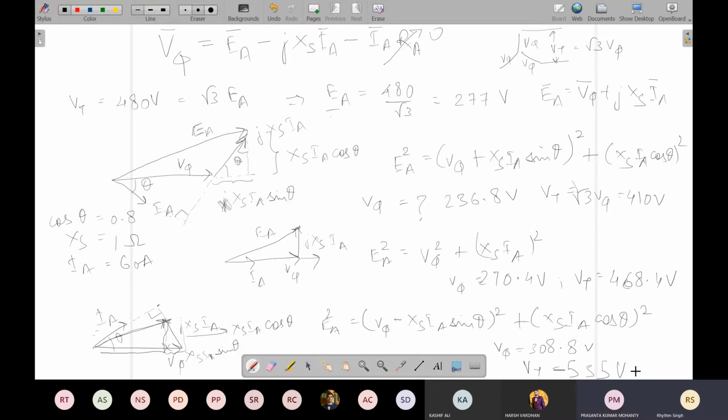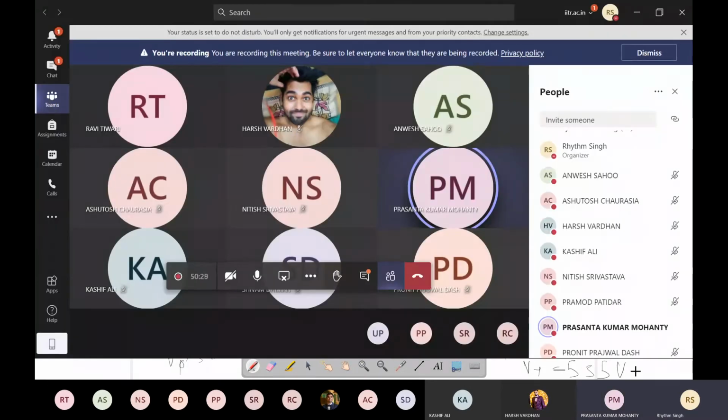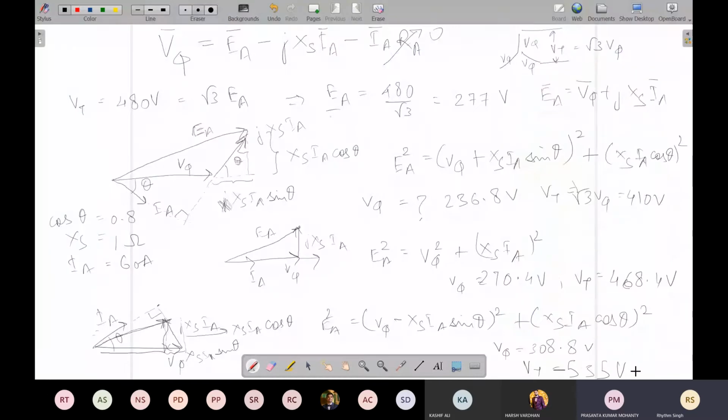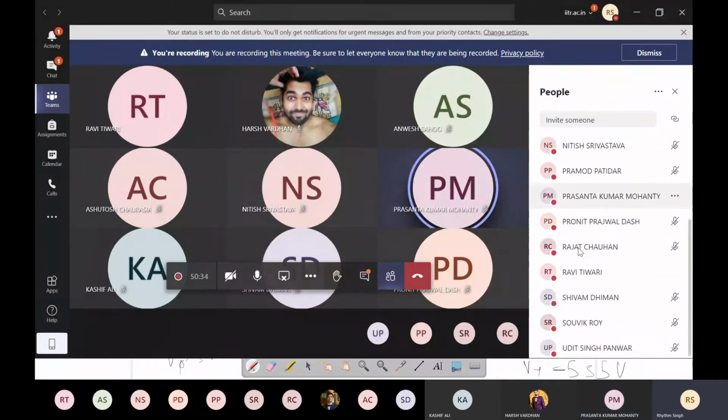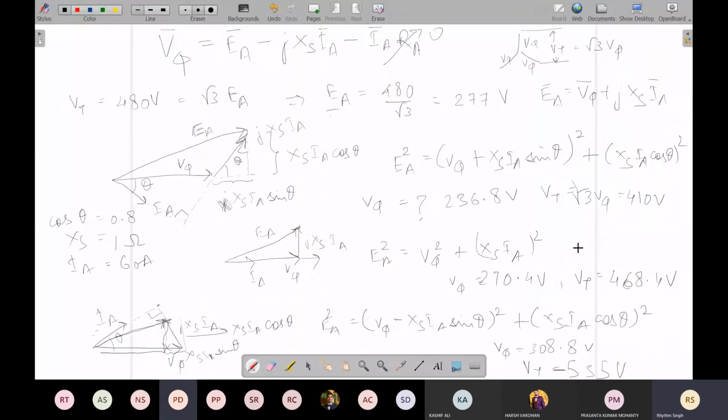Akash, sir, efficiency 0.9077. Okay, I'll come to that. Any question? Is anyone having any confusion or difficulty in this? Sir, in the third one, which is EA? Third one, this one is EA. This is EA, the hypotenuse here.